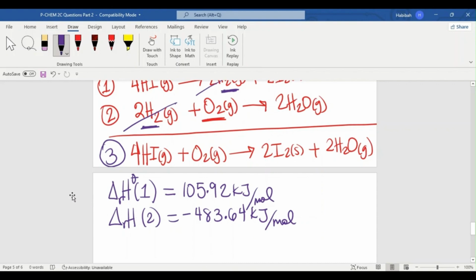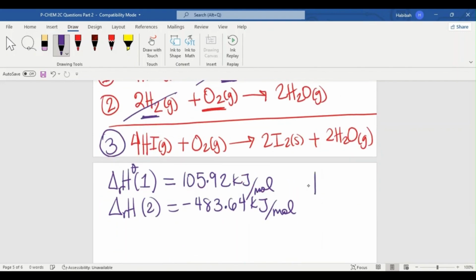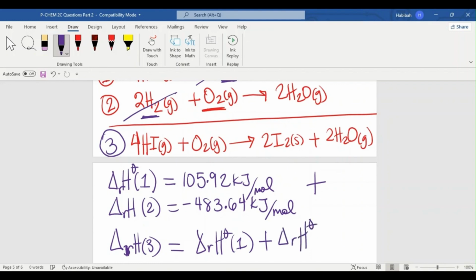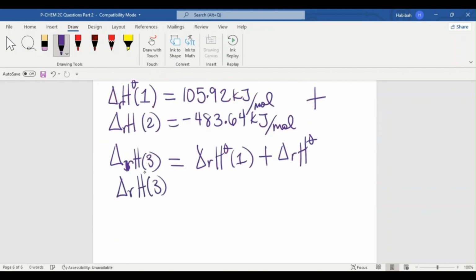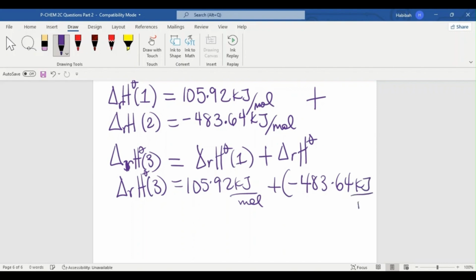So now you might be wondering, what happens to the enthalpy of reaction? Well, all you have to do is simply add them up. So the enthalpy of reaction for equation 3 becomes the enthalpy of reaction for equation 1 added to equation 2. That is 105.92 kilojoule per mole plus negative 483.64 kilojoule per mole.